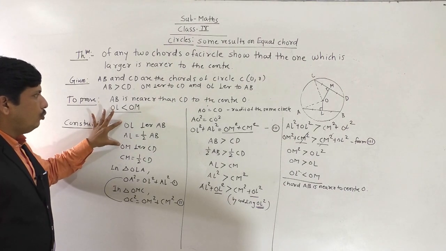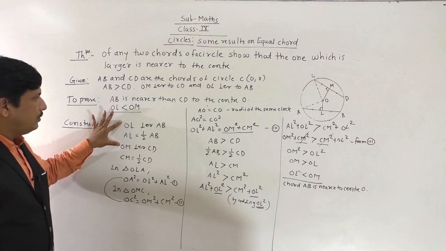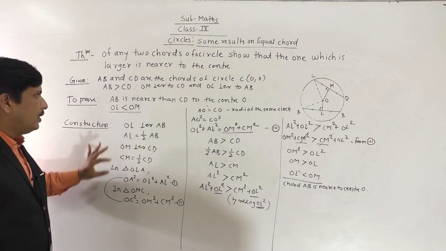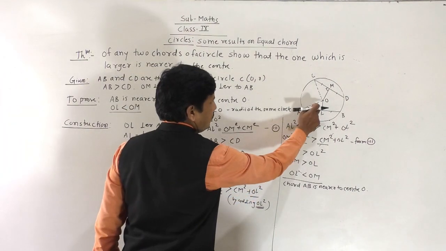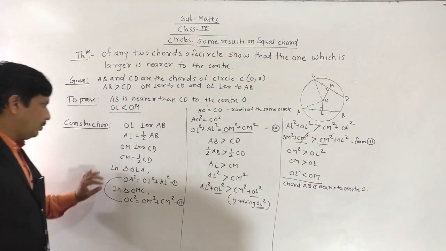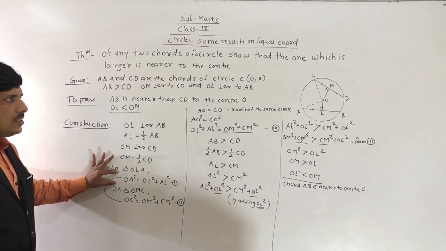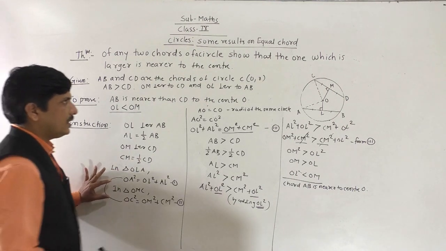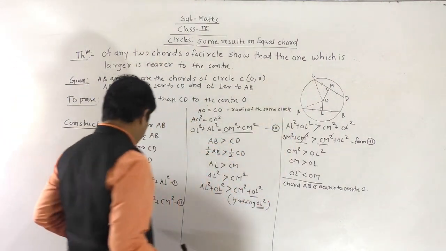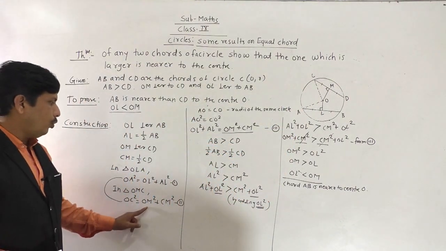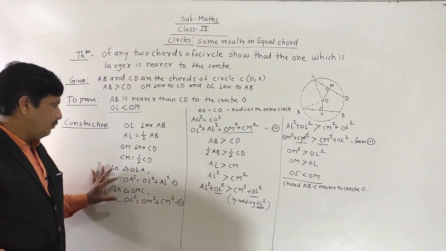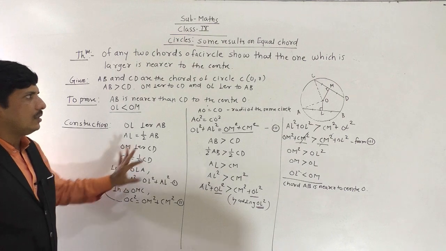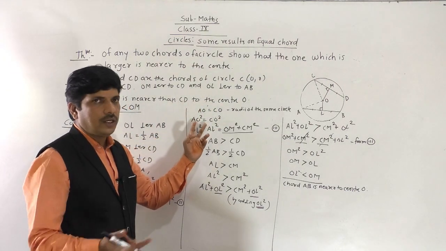So what have we done? OL is perpendicular to AB, that is given. So AL is equal to half of AB and CM is equal to half of CD. First here we have used the Pythagoras property. So we got OA square is equal to OL square plus AL square. Then in this triangle we have again taken the Pythagoras property. So OC square is equal to OM square plus CM square. The LHS, OA square and OC square, are equal because AO and CO are radii of the same circle, so their squares are also equal.